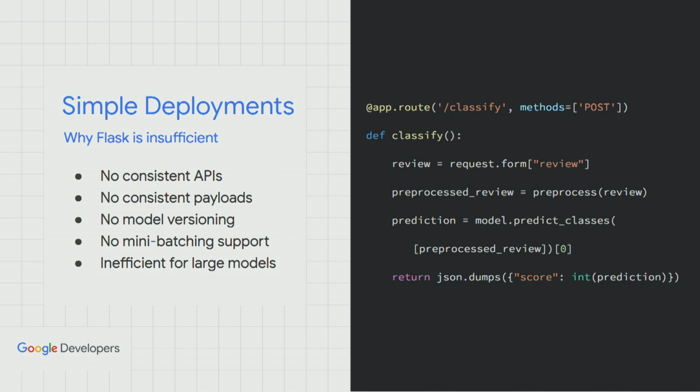And then you're using your precious hardware highly inefficiently. What you want to do at the end of the day is use mini-batching. I will get to that later, what that means and how you can use this. And again, it's highly inefficient for large models.